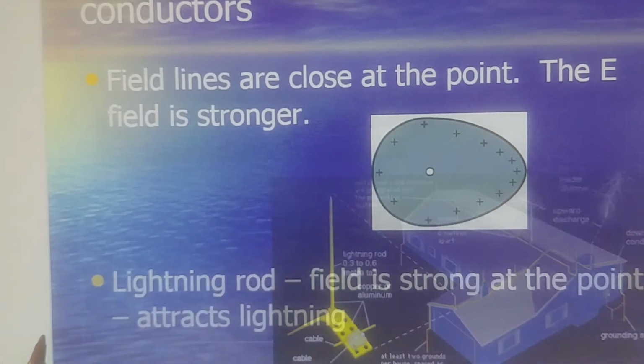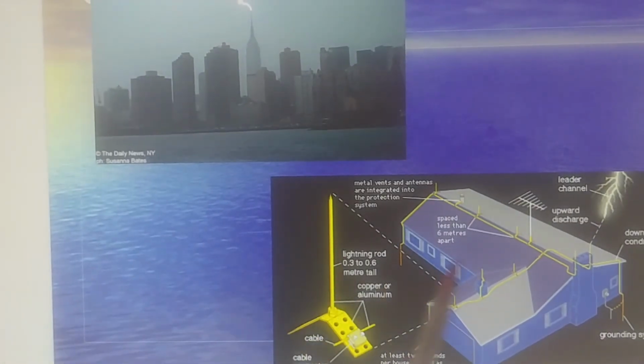That's what people used to put on buildings, lightning rods, to try and attract the lightning, because the electric field lines right here are really strong, concentrated together, and the lightning will strike those first, kind of like the top of the Empire State Building. I think that's what it is.